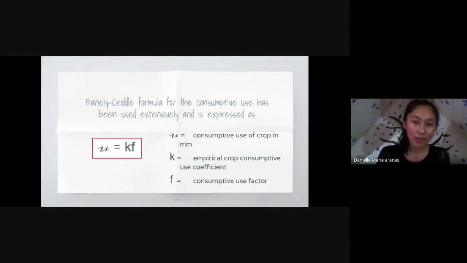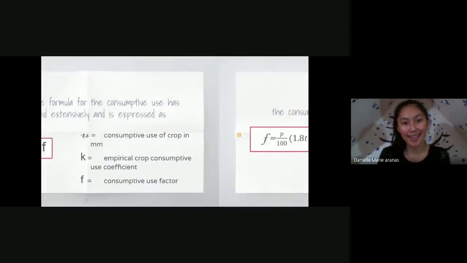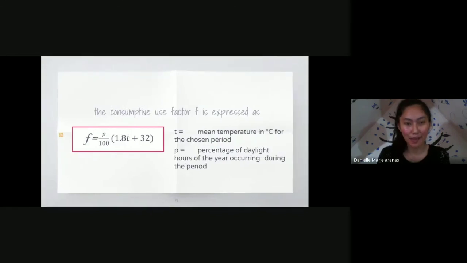The consumptive use factor, the F, will be expressed as this formula, where the P here is the percentage of daylight hours of the year occurring during the period. Since it's a percent, we're going to divide it by 100, and the T here is the mean temperature in degrees Celsius for the chosen period.